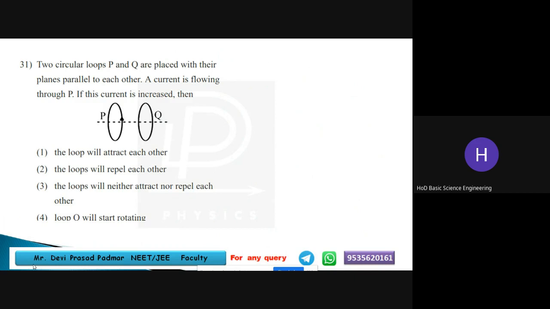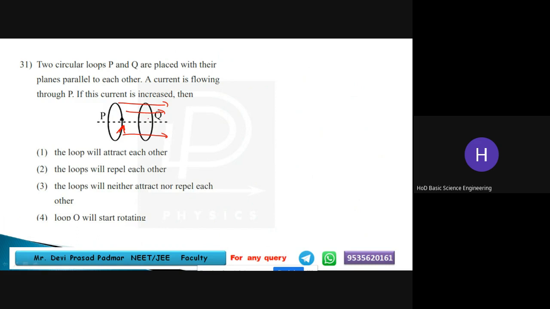Let's go through the next question. So in this one, current goes around this direction. If you consider this as anti-clockwise direction, then due to induction, what happens? Due to this current, the magnetic field will be along this direction. So there will be some induced current within this second coil.